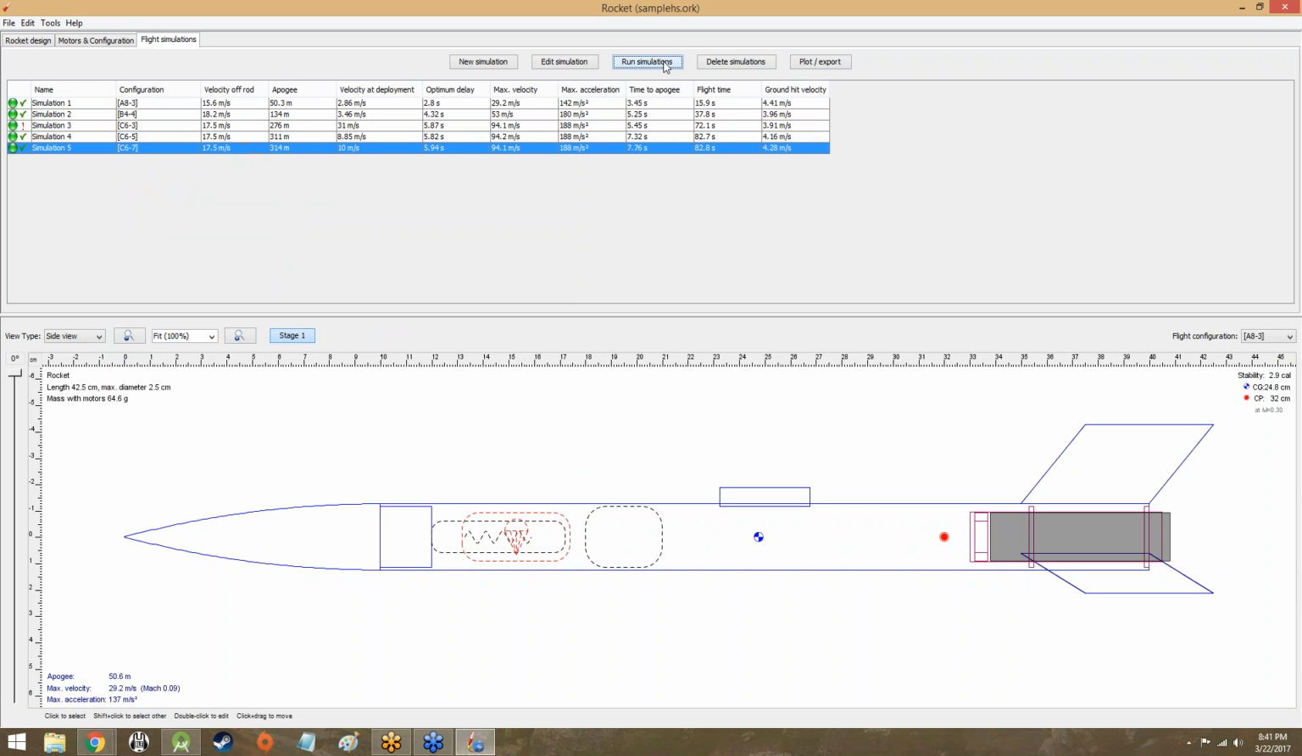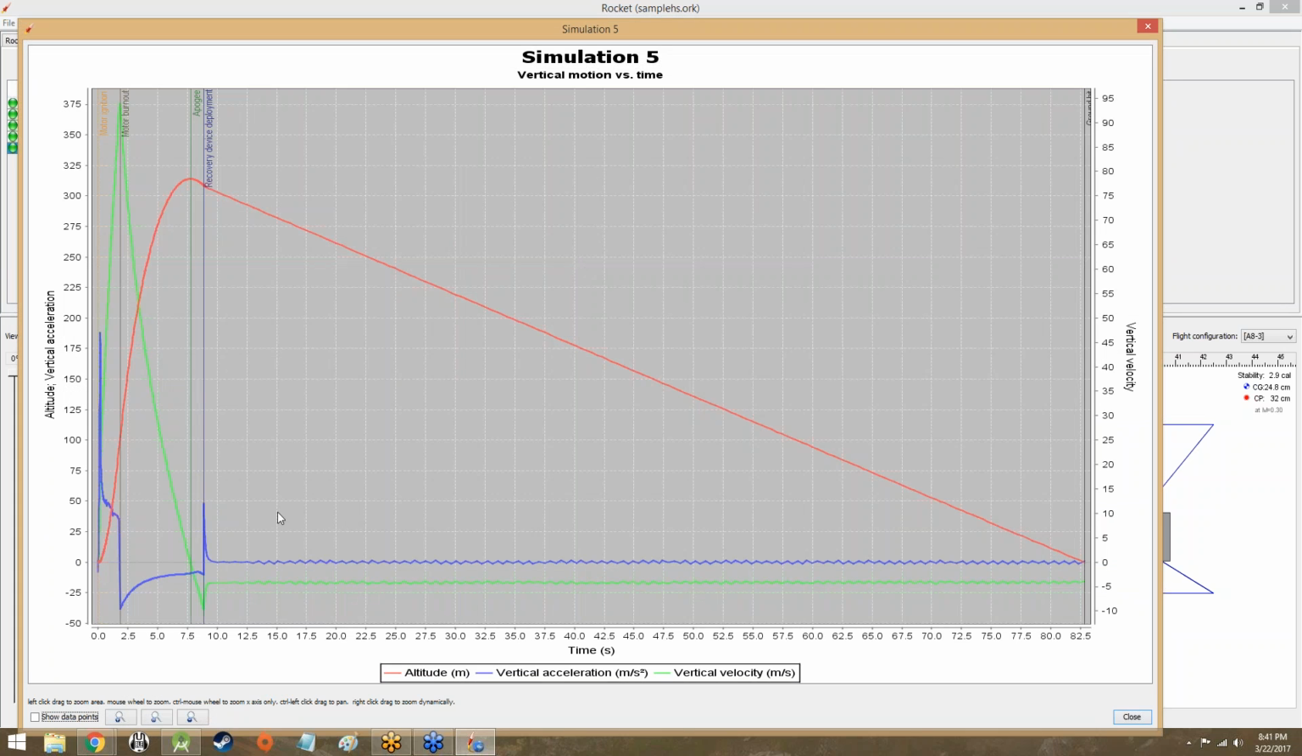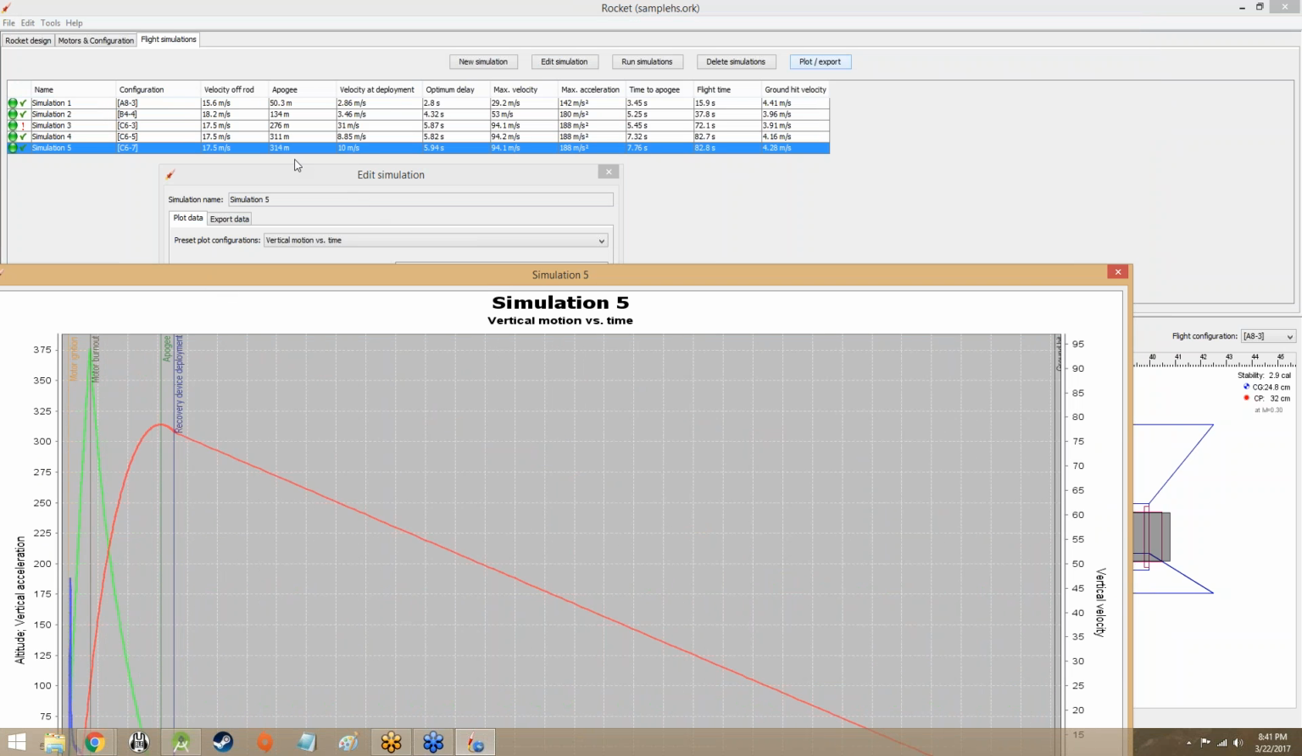Boop. Run simulation. Plot. That looks much better. Taking a look at the numbers, well, it shouldn't look better. I think that's just a trick of the mind because it's actually going faster at deployment time. So if we made this like a C6-6, we'd probably see much closer to an ideal velocity.